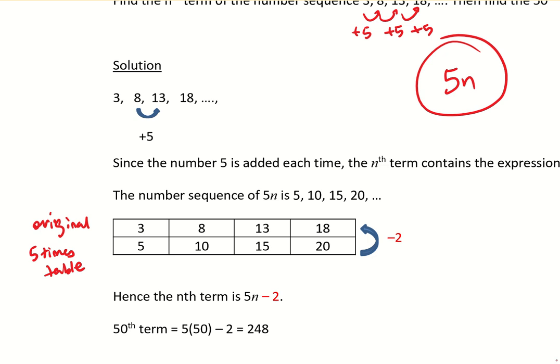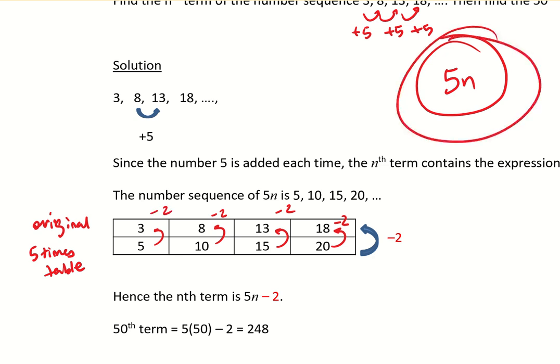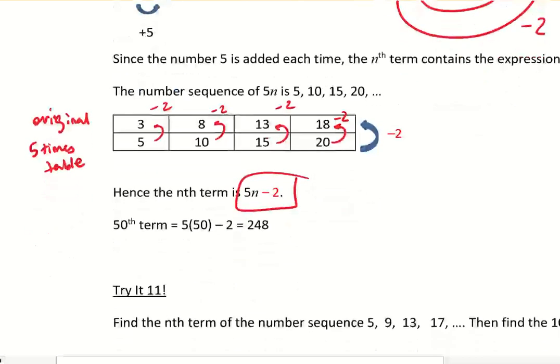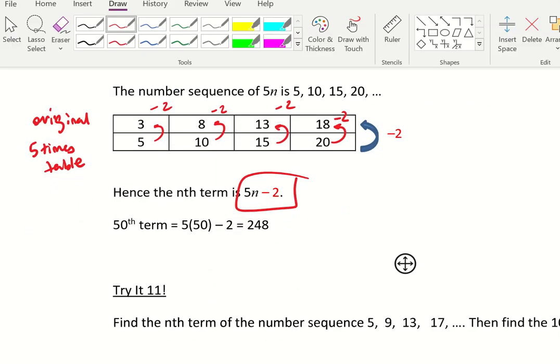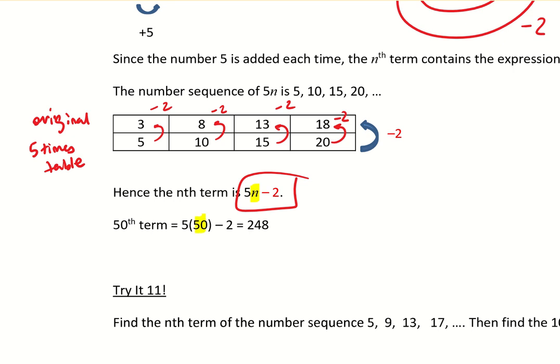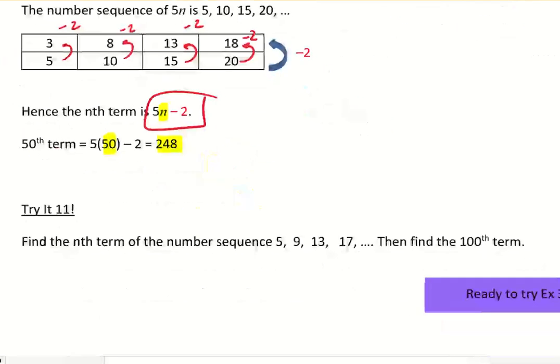Just compare them. From 20 to 18, I had to minus 2. Here, minus 2, minus 2, minus 2. So you just take your 5n. Earlier on you found it, right? Just put a minus 2. Done. This is our formula. So they wanted the 50th term. Just substitute when n equals 50. So 250 minus 2 is 248. As straightforward as that. So try 11.